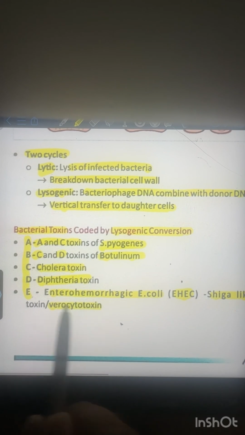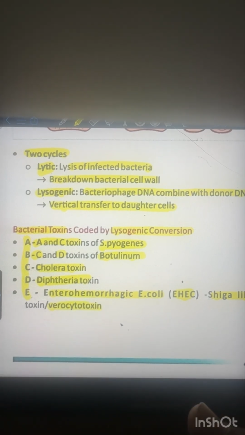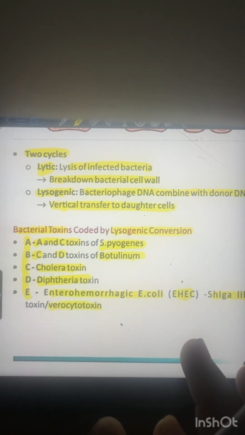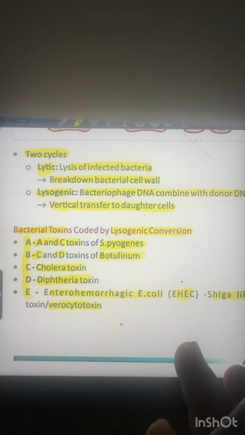So what is A, B, C, D, E? Repeating once again for all of you. A is the A and C of pyogenes. B is the B and D of botulinum. C is going to be cholera. D is diphtheria. And E is EHEC. So remember the conversion that is going on to the children. Children will learn A, B, C, D, E, and that wraps up all of your transduction also. So transformation is done. Transduction is done. Now the last one that we have is going to be conjugation.